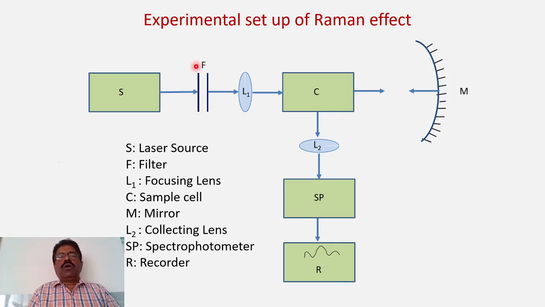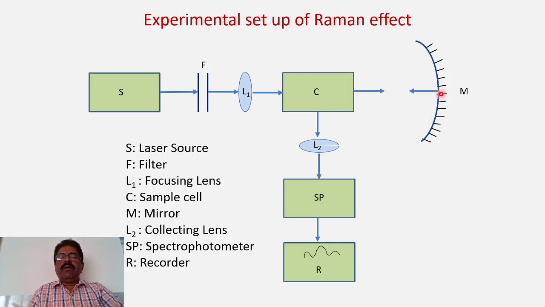Then the filter. Even if the radiations have some additional components other than the required wavelength, they can be filtered out, and in some cases cooling filters are also used in order to avoid heating of the sample. Then this is the focusing lens. The incident radiations are properly focused on the sample. L1 is the focusing lens and C is the sample cell. You can see here C is the sample cell. Later on we are going to discuss more about each of these components and what type of sample cell is used and all that.